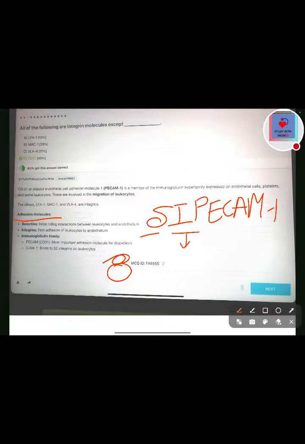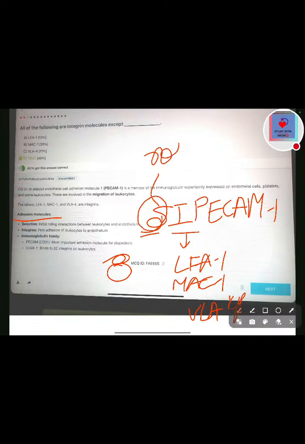Integrins are LFA-1, MAC-1, and VLA-4. Selectin causes the rolling.